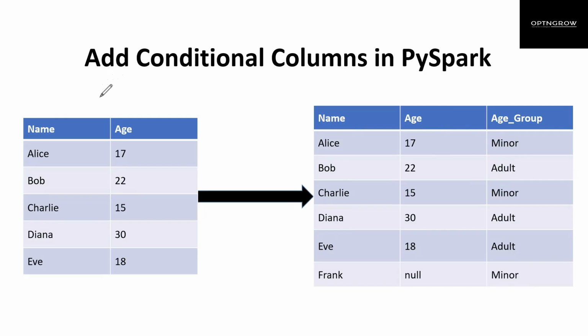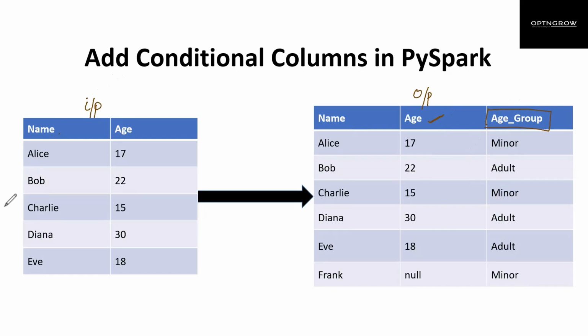In this particular question, we have to add a conditional column to the data frame. This will be our input data frame with two columns, and this is going to be the output data frame with three columns. So basically we want to add one more column to our data frame. Now this column is a conditional column. Why? Because this column's values will be derived from the age column.